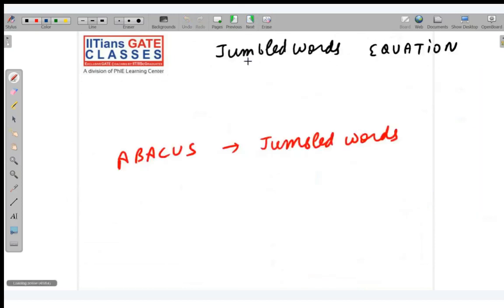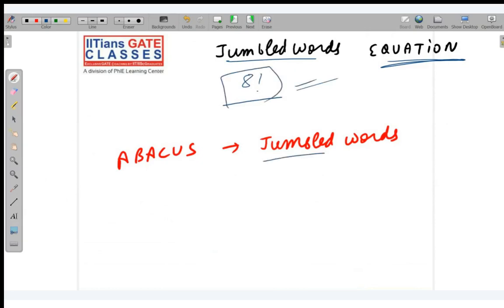So how many jumbled words from this word, equation? So how many letters are there? 1, 2, 3, 4, 5, 6, 7, 8. 8 letters are there. 8 factorial divided by anything, is anything repeated? No. Answer is this only. 8 factorial. Jumbled words from this. 1, 2, 3, 4, 5, 6. So 6 factorial. How is the repetition? Only A's are repeated 2 times. This is my answer. So these are very simple things.